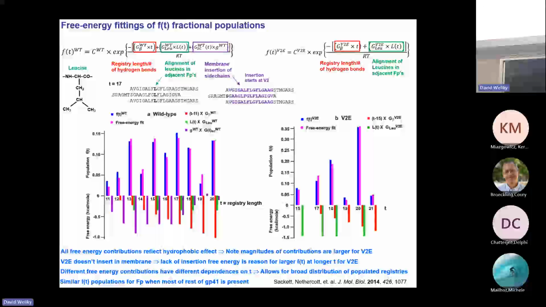And then in some work that Matt Nethercott contributed to, we also analyzed much more full-length GP41 samples in membranes, in particular full-length GP41 with the fusion peptide. We did NMR experiments to probe the registry populations in the full-length GP41, which is of course much more like the GP41 in HIV. Generally, there is very good correlation between the populations of the fusion peptide registries in the full-length GP41 and those observed with only the fusion peptide, where we did a more complete population analysis.